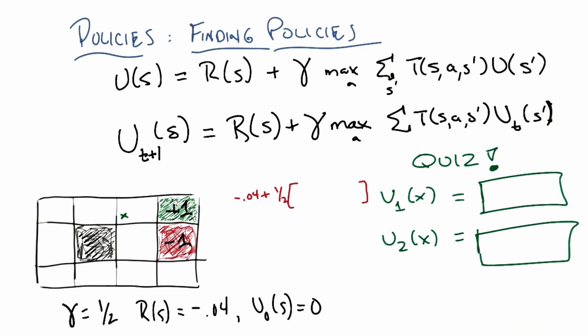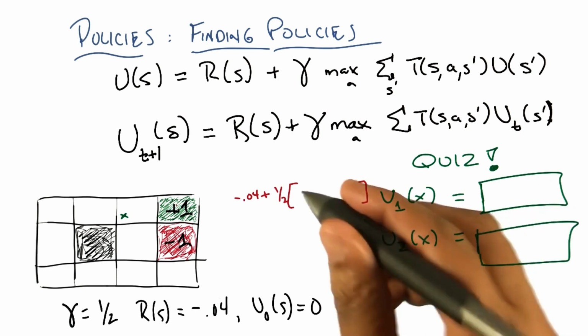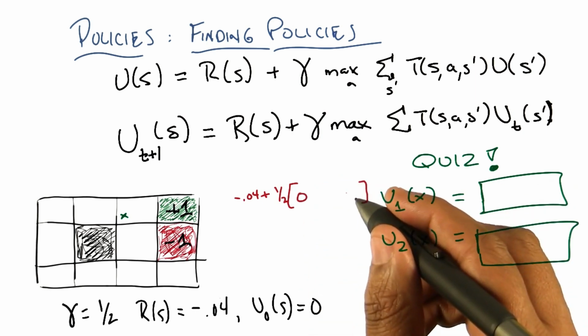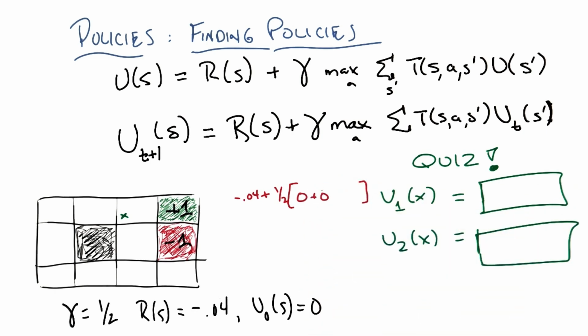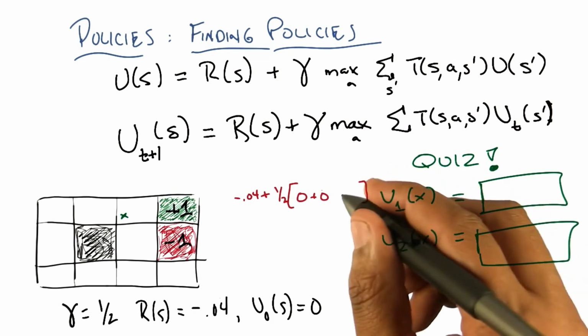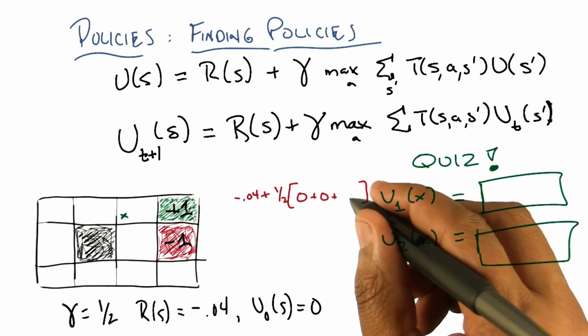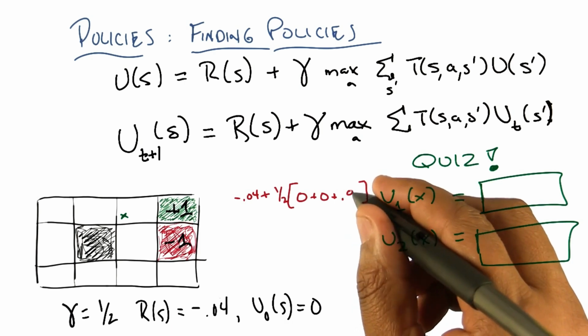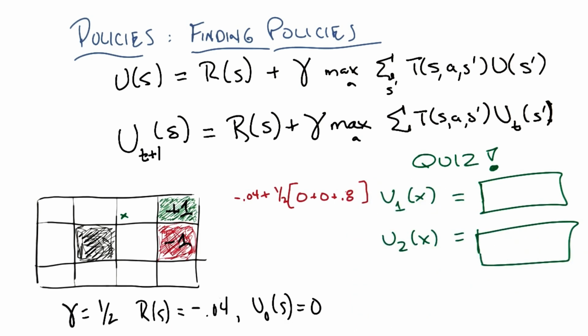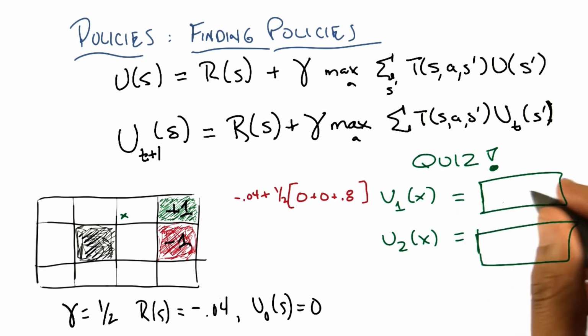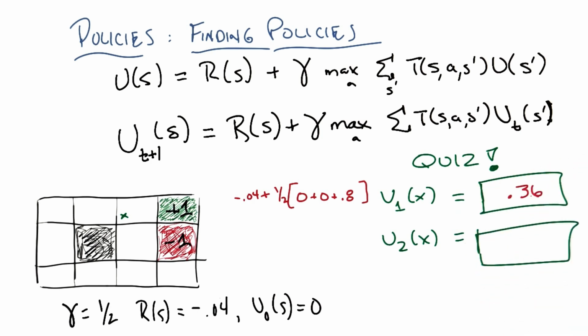And so if we go to the right, there are 3 possible next states we could go in. One is back to x, which has a value of 0. One is to the thing underneath of x, which has a value of 0. And the last one, with probability 0.8, is to go to the +1, which is 0.8 times +1, which is 0.8. So 0.8 times a half is 0.4 minus 0.04 is 0.36. Yep, and that is correct.